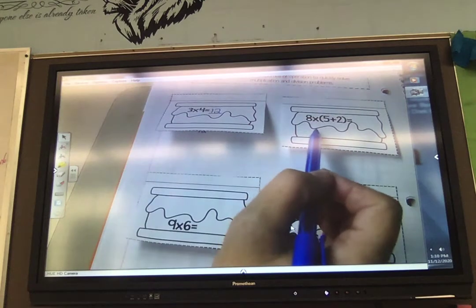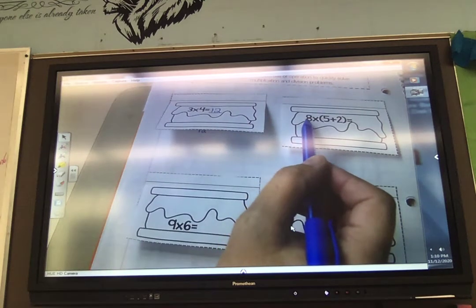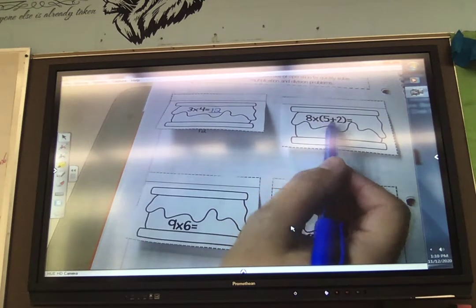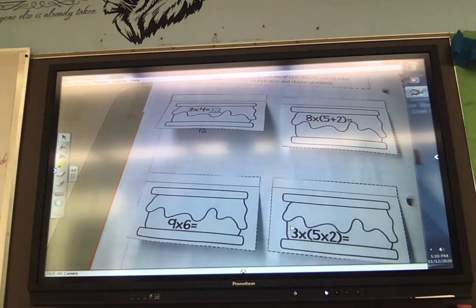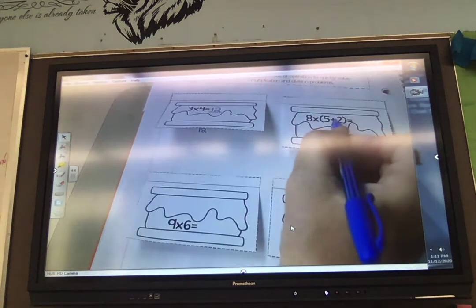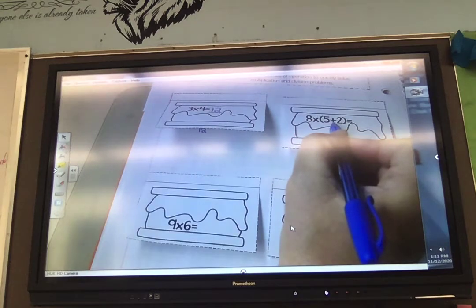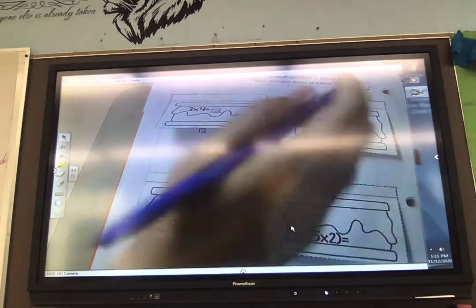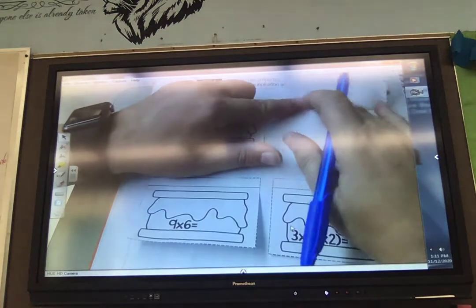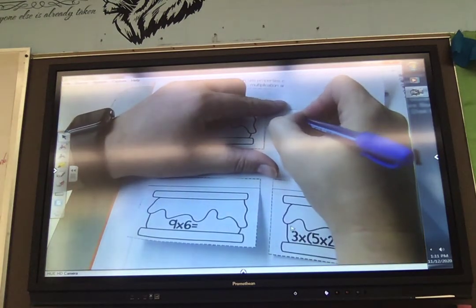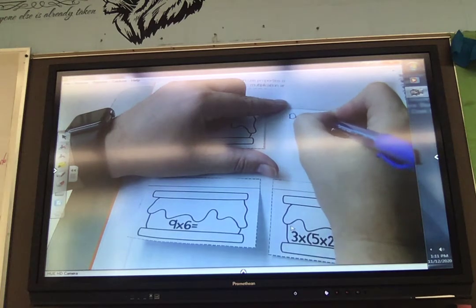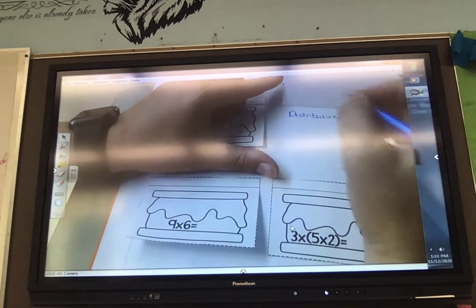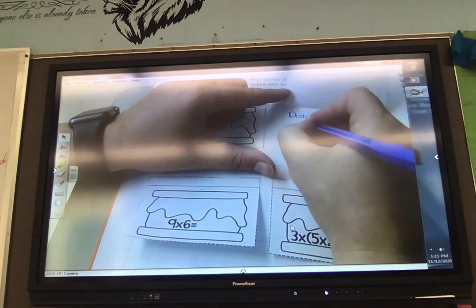All right, let's look at our second box. We have 8 times, parentheses, we have 5 plus 2. Now, when I first looked at this, my mind said associative because I saw those parentheses. But the reason this is not associative is because of that plus sign in the middle. So this is the new property, which is distributive, D-I-S-T-R-I-B-U-T-I-V-E.